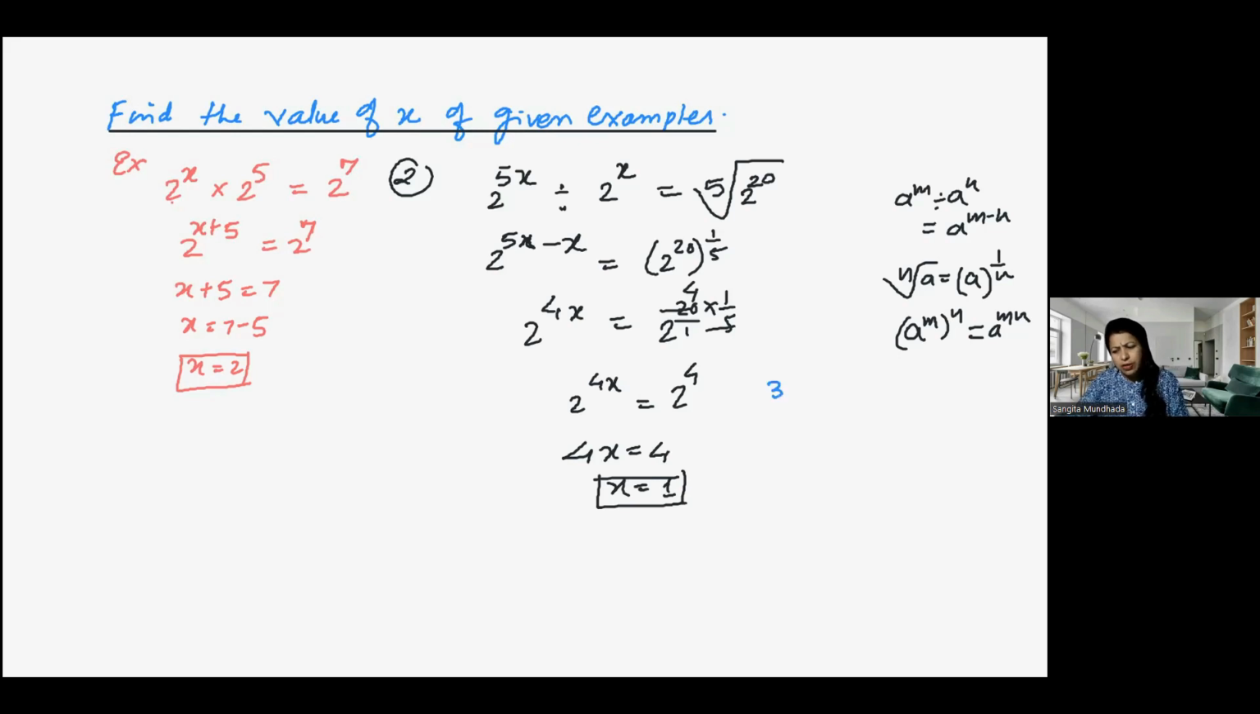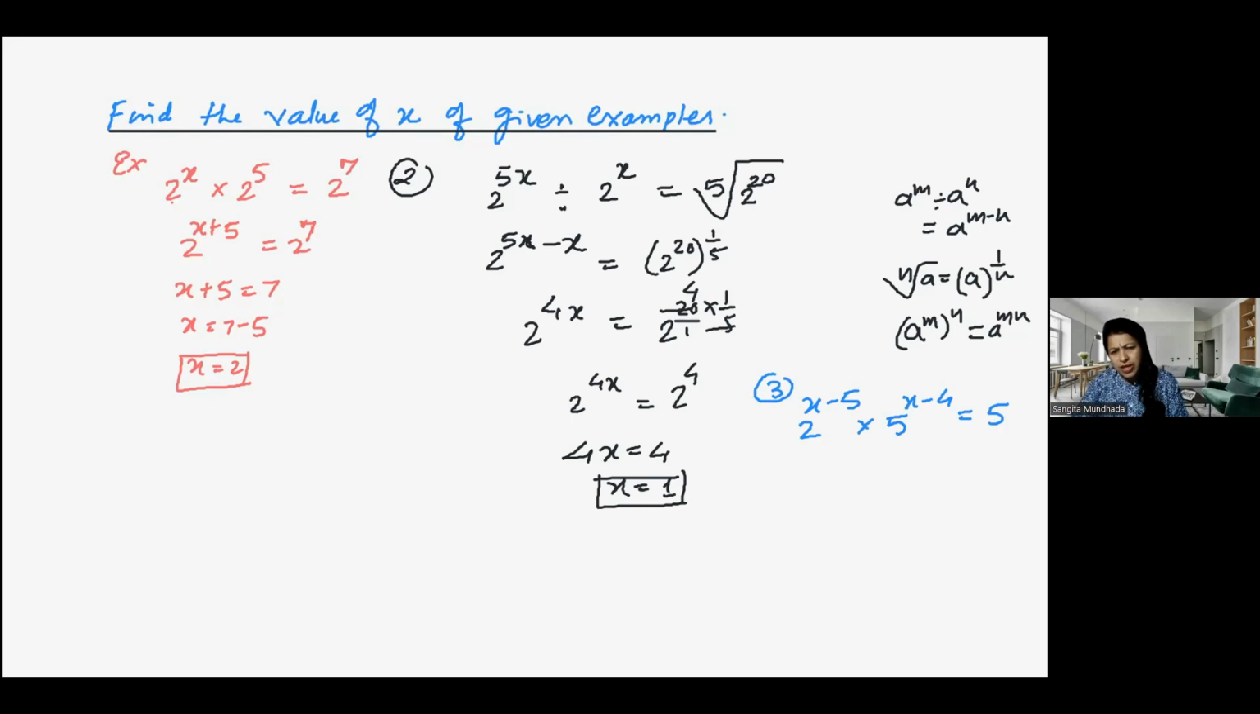One more example. 2 raised to power x minus 5 into 5 raised to power x minus 4 is equal to 5. Now, in this type of question, base is not same, power is not same. What we have to do?